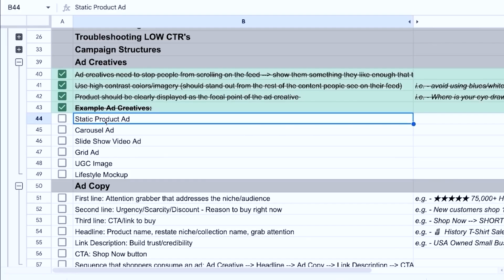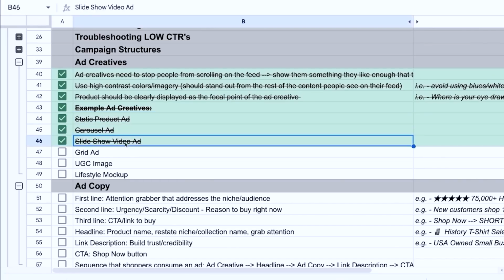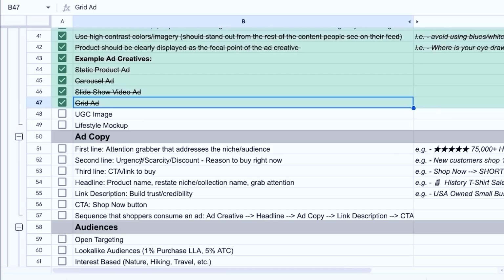Then example ad creatives, we have the static product ad, which is the one we just looked at on Yoga Stay, the carousel ad, slideshow video ad, which is where you upload 10 different images and then it cycles through each of them for you. Then we have the grid ad. I actually really like this one. Super easy to make on Canva.